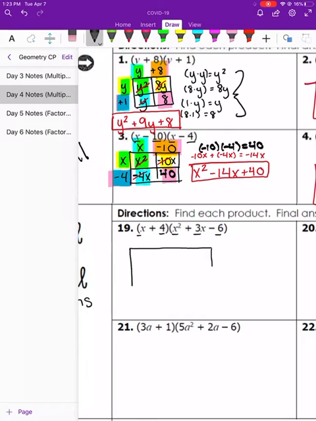I always put my longest one, my biggest polynomial, on top. You do not have to. I just like to. So I see there's 3 terms, so I'm going to make 3 spaces on top. So I have x squared can go here, 3x, and then a negative 6. Now for my side, I need to make sure I have spaces for 2. So if I draw a line in the middle, I now have 2 spaces. So I can put an x and a plus 4. Okay.